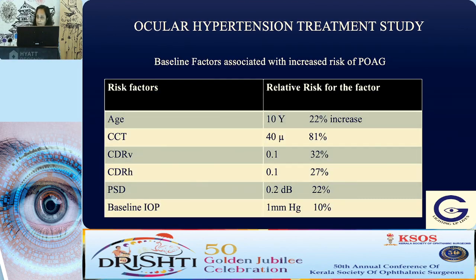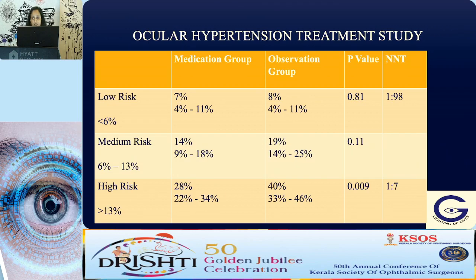From the Ocular Hypertension Treatment Study, they have found the baseline factors associated with increased risk of POAG. They include increasing age, central corneal thickness, thin cornea, high CD ratio, high pattern standard deviation, and high baseline intraocular pressure. So based on these risk factors, they have classified the population into three groups: the low risk category, medium risk category, and the high risk category.